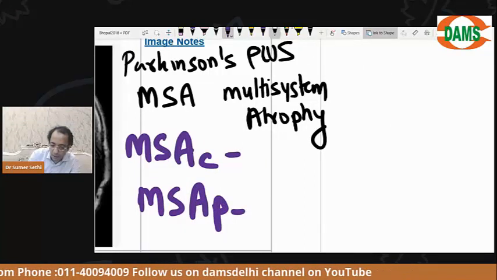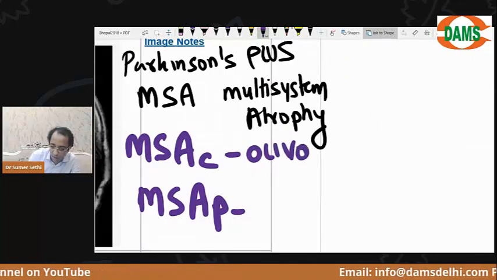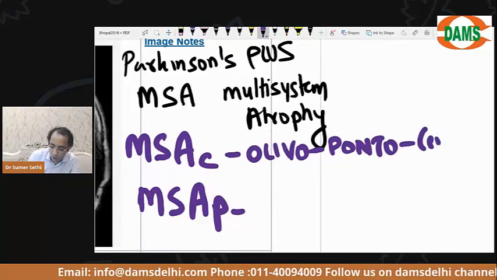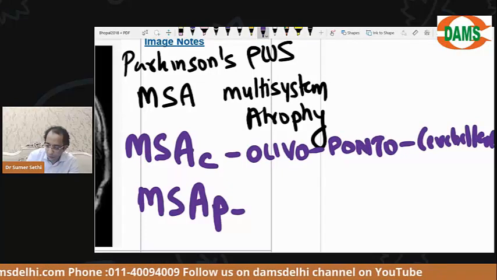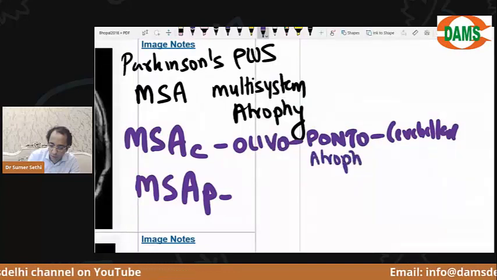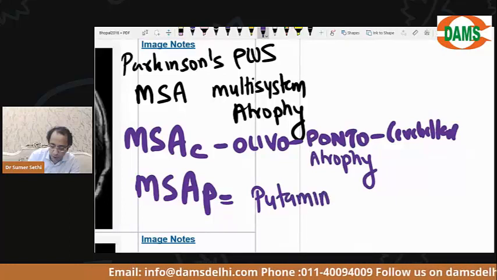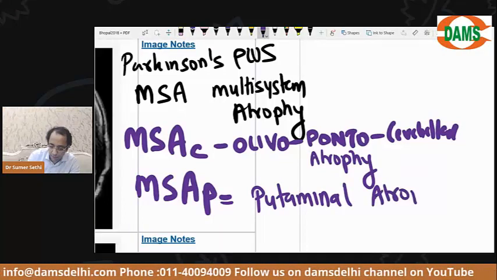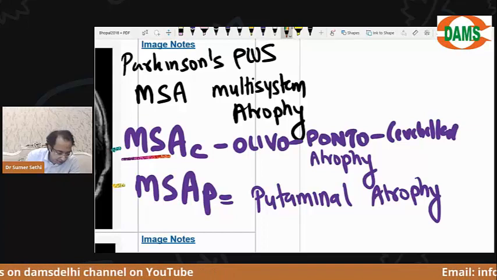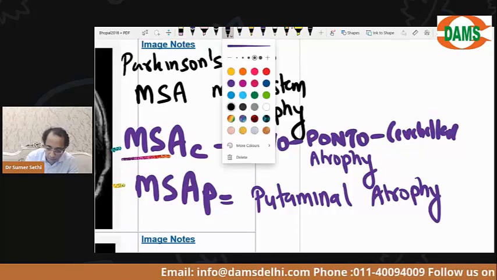Okay. MSAC is pathologically called olivopontocerebellar atrophy. MSAP is putaminal atrophy. Different parts of the brain are atrophied. So there are two types of MSA. MSA is multi-system atrophy. We say MSAC and we say MSAP.